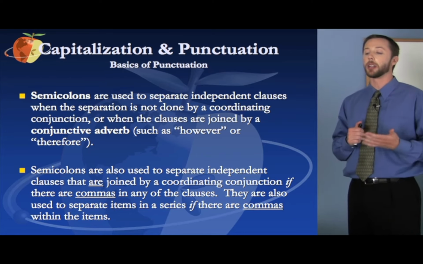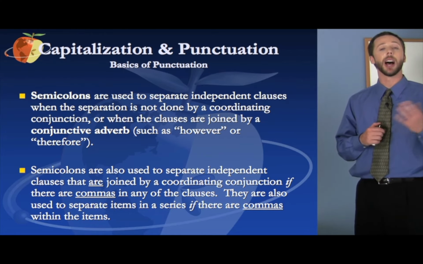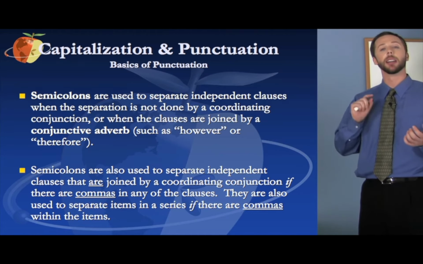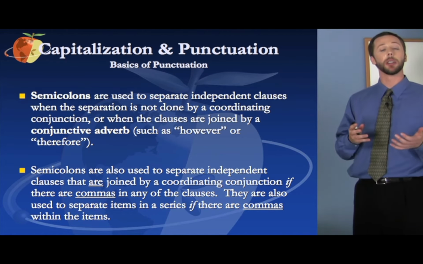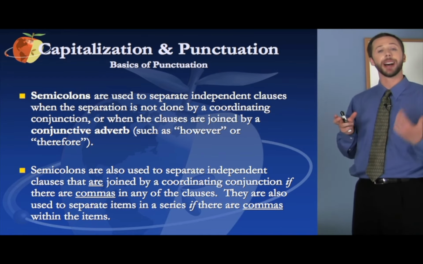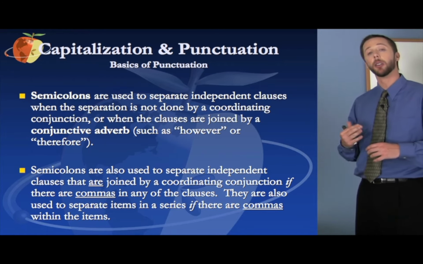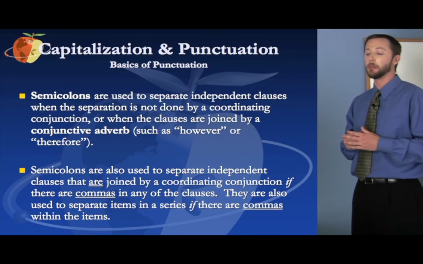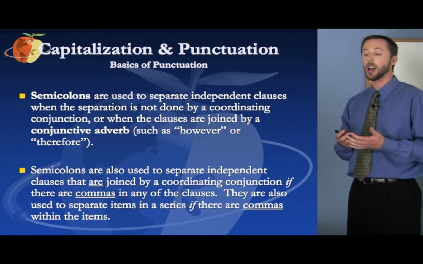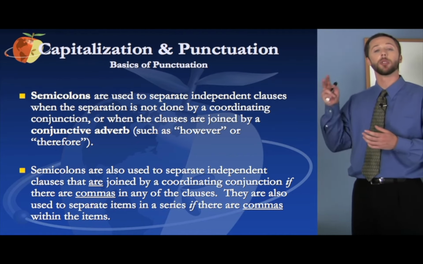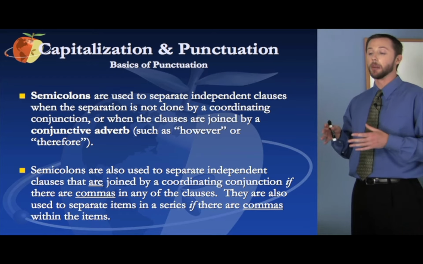Another example is when we have a conjunctive adverb. So if I said, "I went to the store; however, it was closed." That would also be correct. If you're going to put a conjunctive adverb, it's usually preceded by a semicolon, and it's usually followed, in most cases, by a comma. Semicolons are also used to separate independent clauses that are joined by a coordinating conjunction if there are commas in any of the clauses. So if the clauses are already broken up with commas, you might put a semicolon there to separate them.